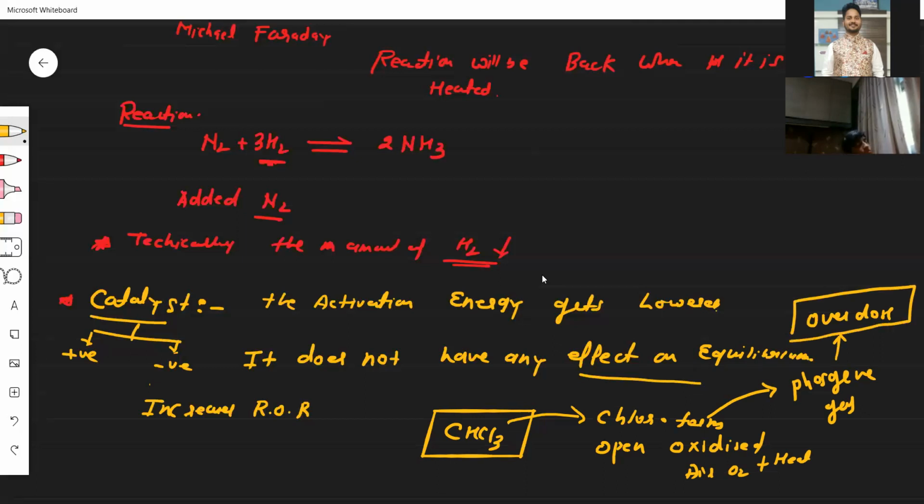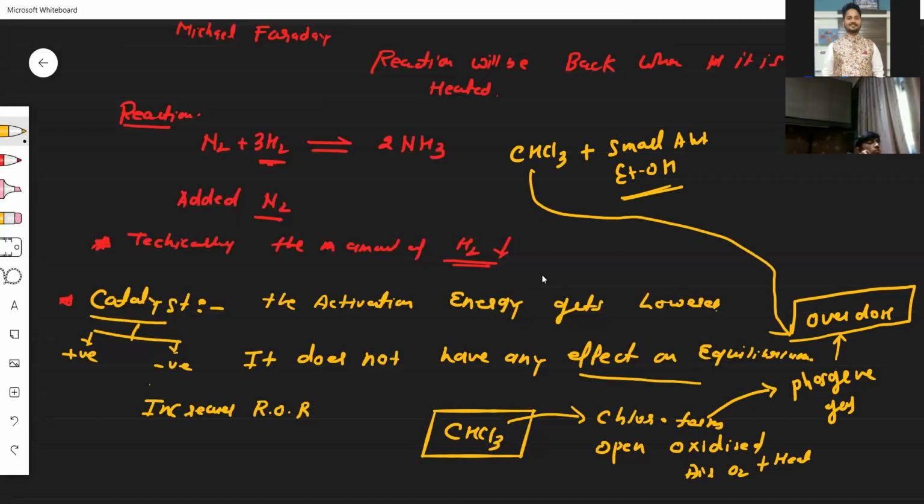So if you do not want this to happen, I take a chloroform bottle and I add a very small amount of ethyl alcohol. What does ethyl alcohol do? Ethyl alcohol does not let the chloroform get oxidized into phosgene. So here the function of ethyl alcohol is to act as a negative catalyst, or negative inhibitor. The one which promotes a reaction is called a positive catalyst, and the one which stops the reaction is called a negative catalyst.